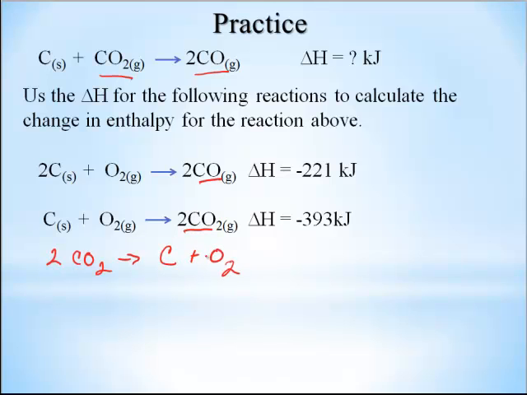All right, now I flip this reaction. So again, what do you suppose happens to this value? Well, if you said the sign would change, you were exactly right. So I've got to change the sign to a positive 393 kilojoules. Okay, so I'm going to cross this one out because that's gone essentially, right? All right, and now we have this reaction.